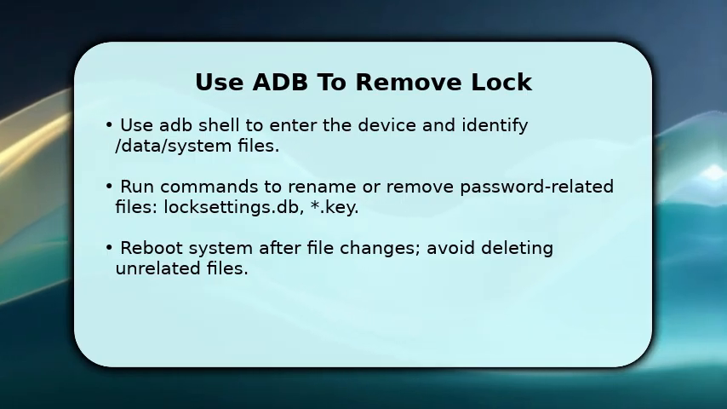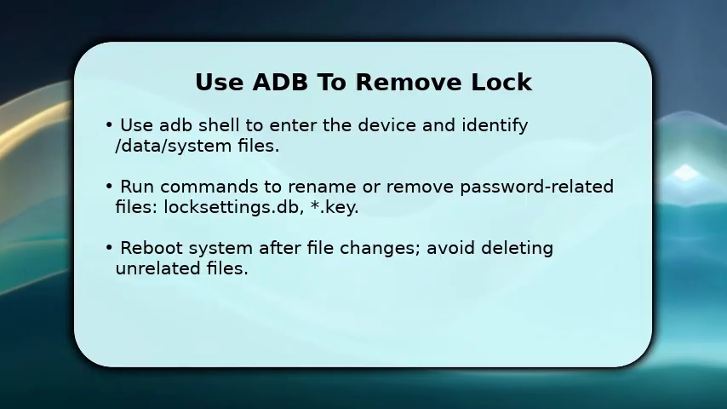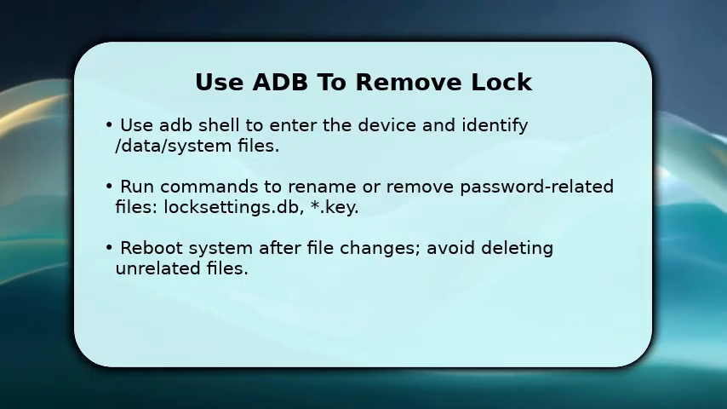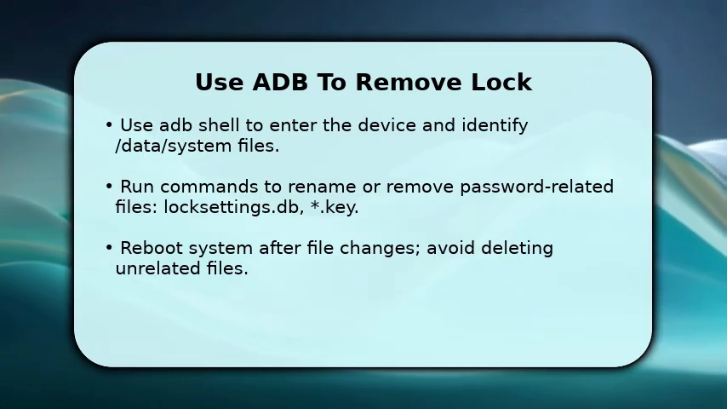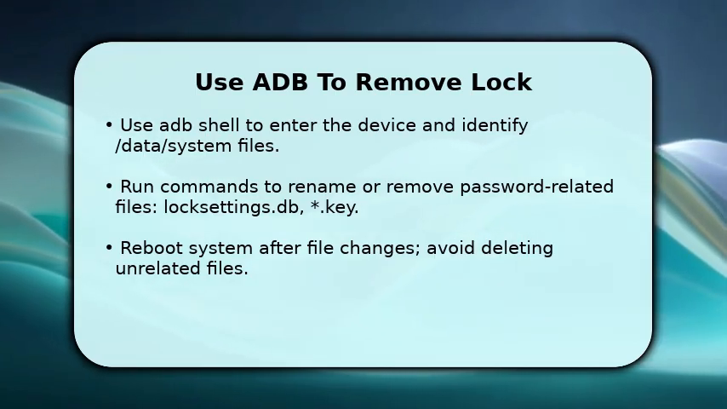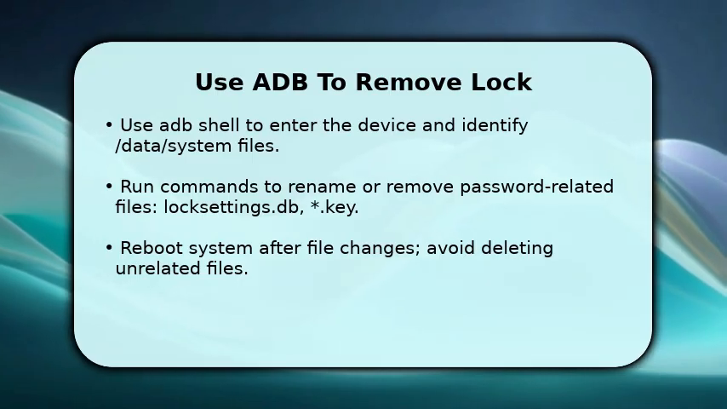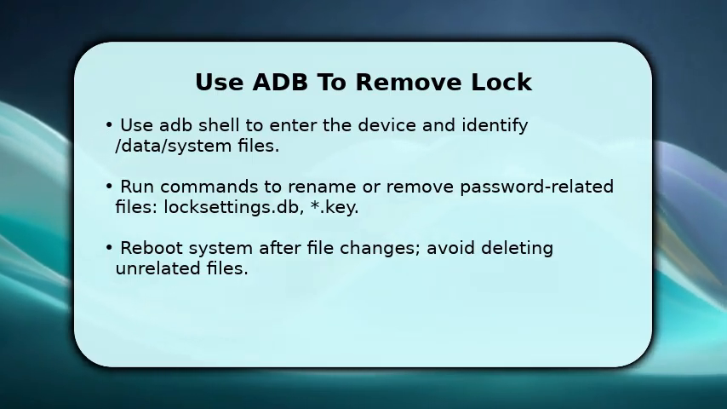Next, you execute commands to remove or rename lock settings.db and associated key files, for example, move lock settings.db to lock settings.db.back so the system recreates it. Once you complete the file changes, sync and exit the shell, then reboot the phone.